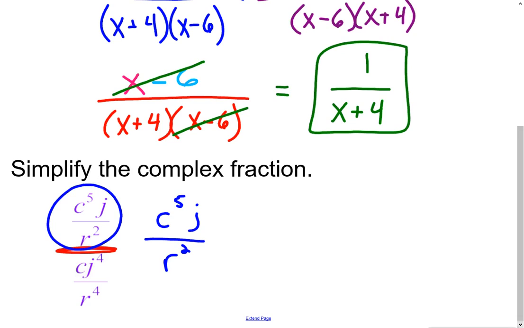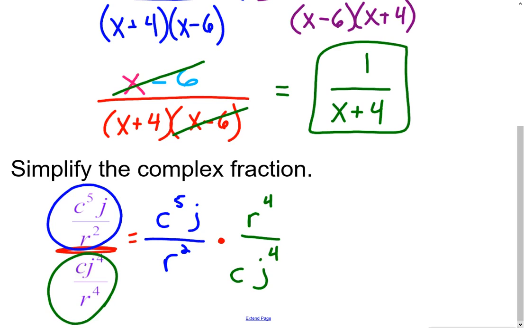Now, I have to divide that by this denominator, but remember when we divide, it's the same thing as multiplying by the reciprocal. So I'm going to multiply by the reciprocal of what's circled in green. The reciprocal of that would be r to the 4th over c j to the 4th. And now I can work on multiplying these two fractions together.